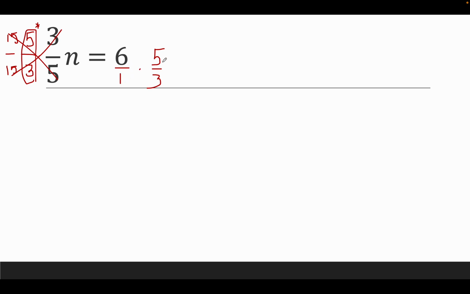So 6 times 5 equals 30, and 1 times 3 equals 3. 30 divided by 3 is 10. So I know that n equals 10.